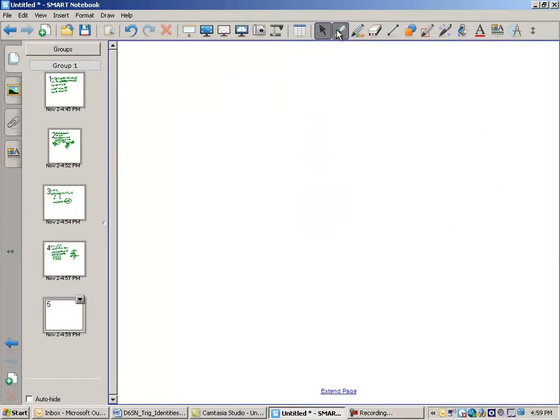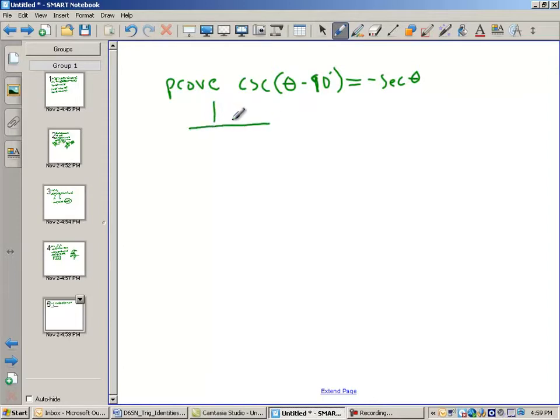Let's prove that cosecant of theta minus 90 degrees equals negative secant of theta. Now you're going to see on your formula chart that there is not a cosecant of A minus B formula. However, you can rewrite this as 1 over sine of theta minus 90 degrees, because cosecant is 1 over sine. And then from there we can keep simplifying by the sine of A minus B formula.